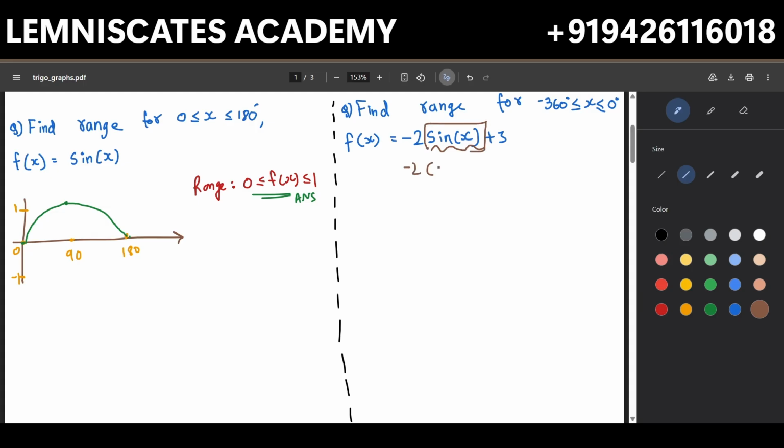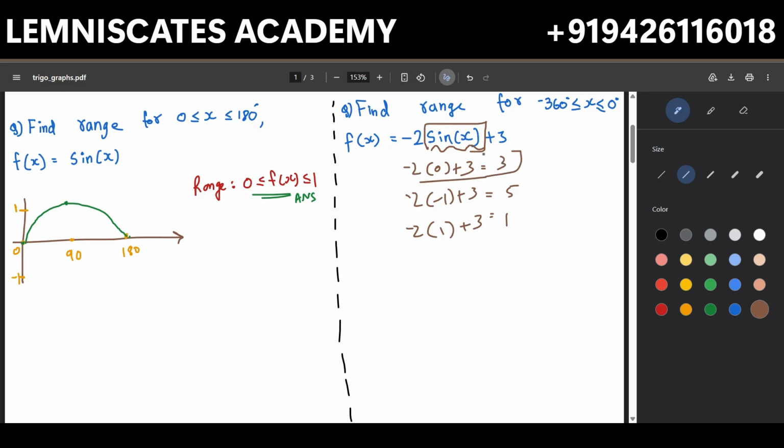So minus 2 into 0 plus 3. Then you can do minus 2 into minus 1 plus 3. You can do minus 2 into 1 plus 3. Now, whatever outputs you're going to get: over here, I'll be getting 3 minus 2, 1. Over here, I'll be getting 3 plus 2, which is 5. And over here, I'm going to get 3.